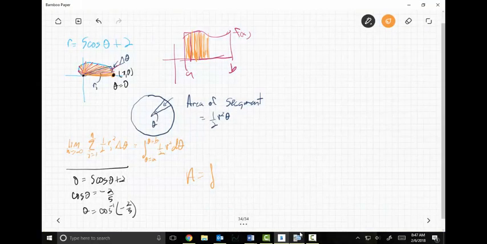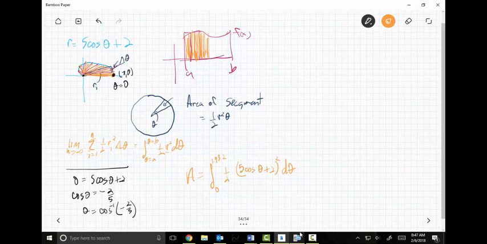1.982. So this is going to be the integral from 0 to 1.982 of 1/2 r squared d theta. So I simply have to go 5 cosine of theta plus 2 squared d theta. Now, if I had to do this by hand, I totally could, right? I could multiply this thing out. I could do all my trigonometric tricks, and I would get a value.